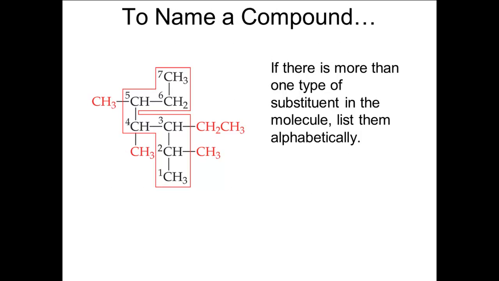Let's try to name this molecule. The longest chain, a heptane, is highlighted and numbered from the end closest to the first substituent. There is 1 ethyl group and 3 methyl groups. So the name is 3-ethyl-2,4,5-trimethylheptane.